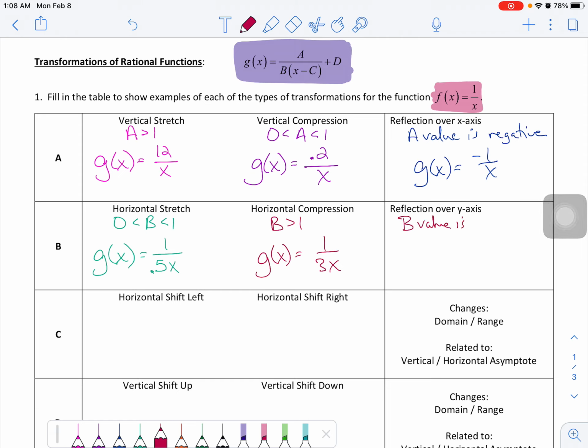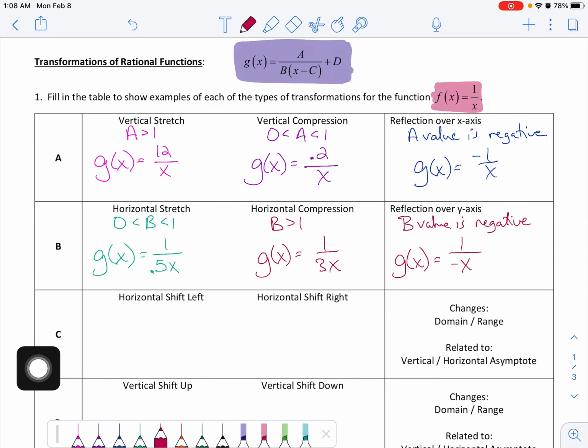That is a b value that is negative. And to keep it simple, again, I'm just going to make the b value a -1 in this case, so that way we're not confusing it with either the compressions or the stretches. I wanted to make sure I was getting my words right. So if we make the x down here negative, that's going to be a reflection over the y-axis.